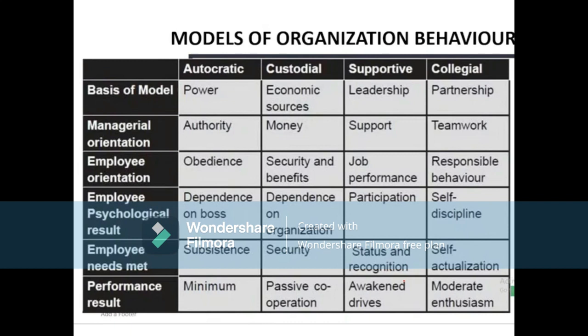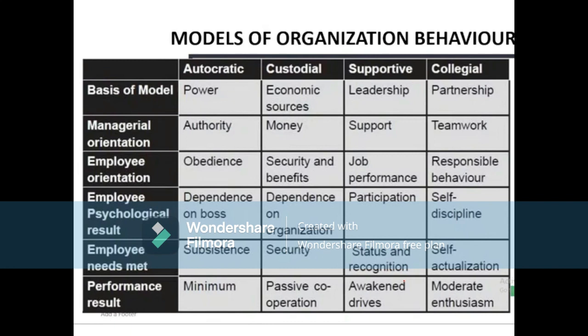In supportive, employees are very much supported by the managers. Good communication, good coordination, leadership, motivation and influence can all be seen in supportive. Coming to collegial, there is no boss and no subordinate; they work with cohesiveness, coordination and partnership. Coming to managerial orientation, meaning how the managers work and what the managers show: in the autocratic type, managers show authority and exercise the power of authority.